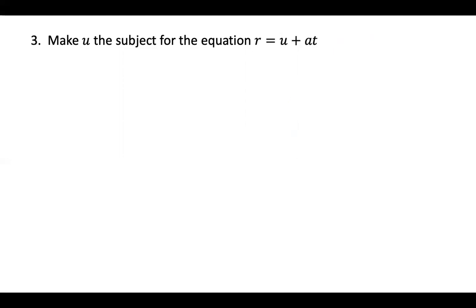Question number 3, we want to make u the subject for this equation. Right now the subject is r because r is the thing that's all alone. So we need to start moving things out of that right-hand side and onto the left-hand side to get u by itself. So we subtract at from both sides. We find that u equals r minus at. And that's all you have to do for that one.